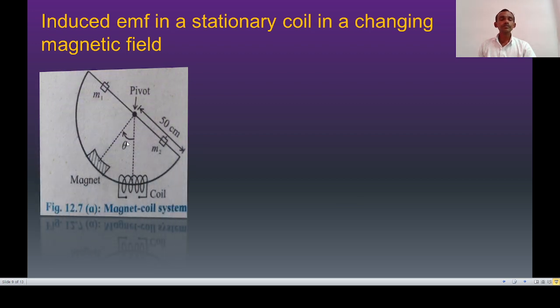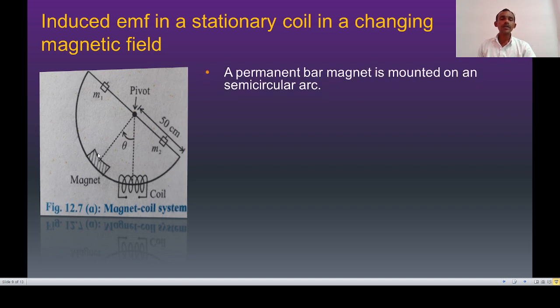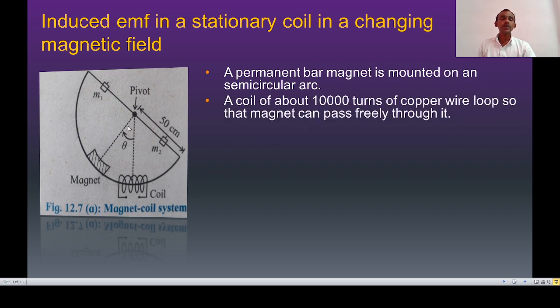Now consider a permanent bar magnet. The permanent bar magnet is mounted on a semicircular arc which oscillates about this pivoting point. Now there is a coil which is at rest, of about 10,000 turns of copper wire loops, so that the magnet can pass freely through it.